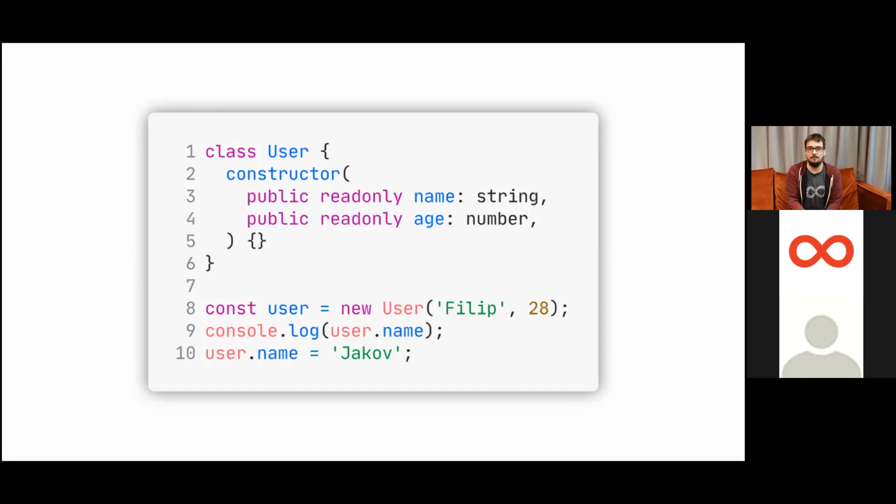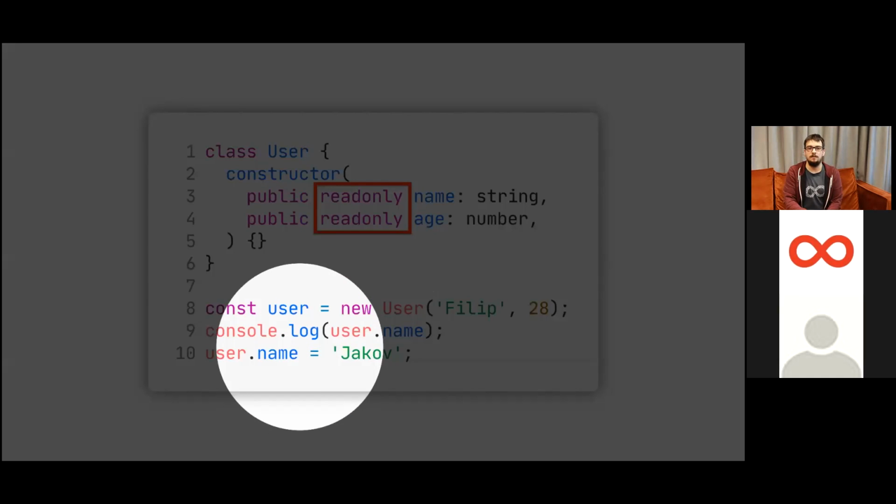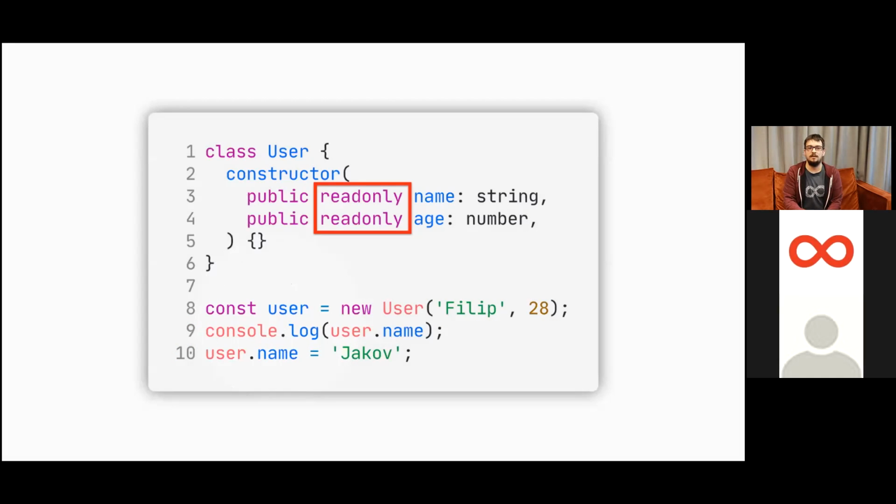One other thing that we get is readonly. Previously we had an example where name and age were private, but now we have said that name and age are public, but they are readonly. So you can, for example, console log the username, but you are still unable to reassign it because it is marked as readonly.